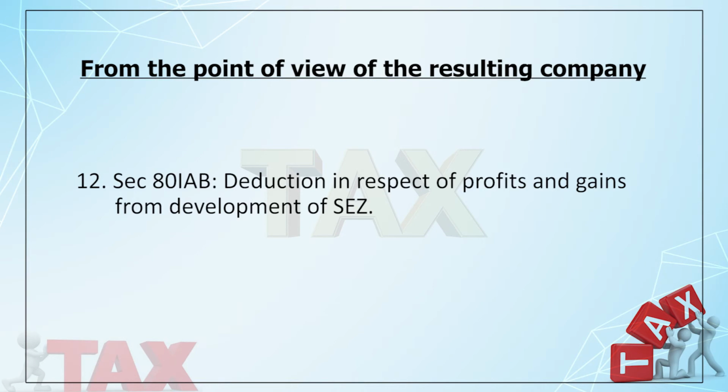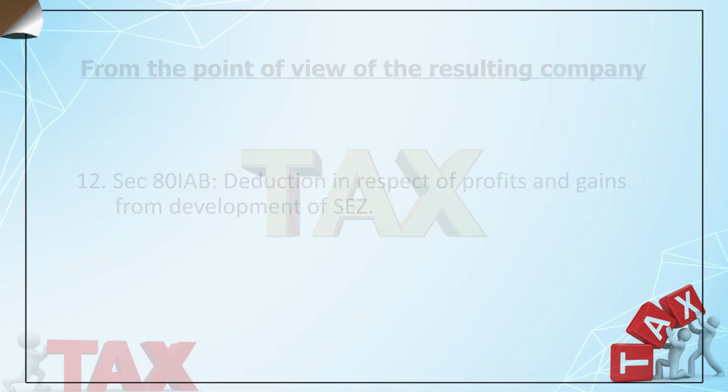Then we have 80IAB. 80IAB talks of deduction in case of a developer of an SEZ. Mind it very carefully. Section 10AA talks of profits and gains of a business which is situated in an SEZ, but 80IAB talks of the developer of an SEZ, who develops the SEZ. So once again the period is 10 years out of 15 years from the beginning of your business. Now if a part has been enjoyed by the demerged company, the balance can be enjoyed by the resulting company.